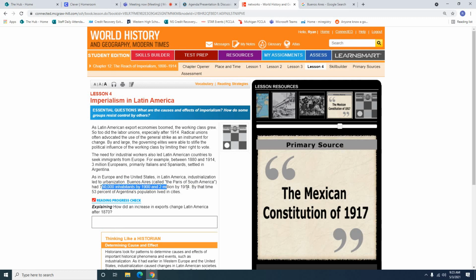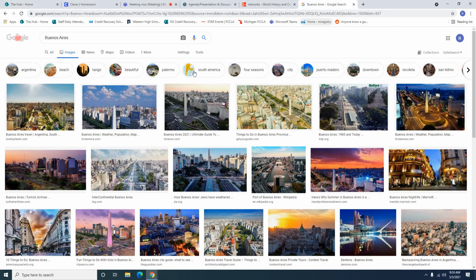750,000 by 1900, 2 million by 1914. And they become increasingly urbanized, less rural. The shift occurs, and you can see that reflected in the landscape of Buenos Aires even today.